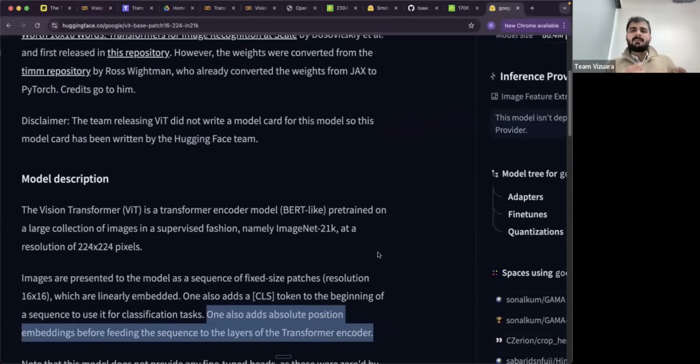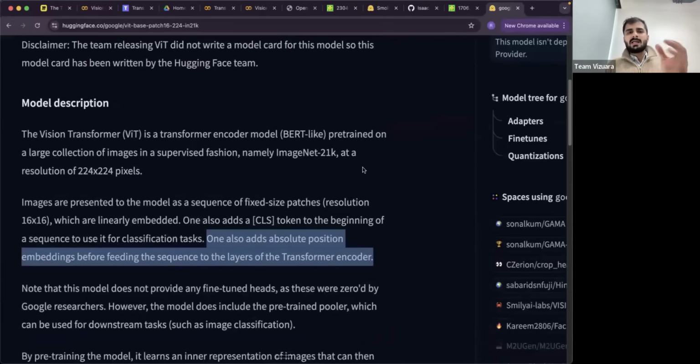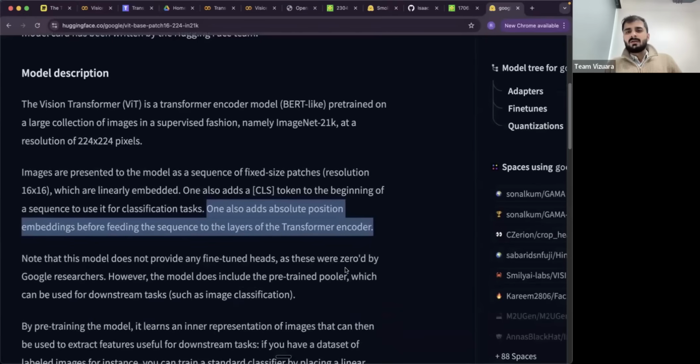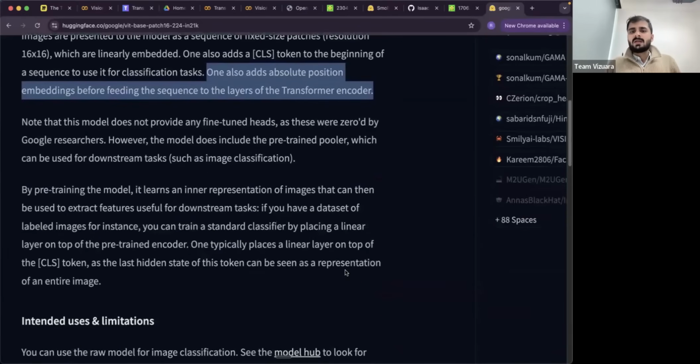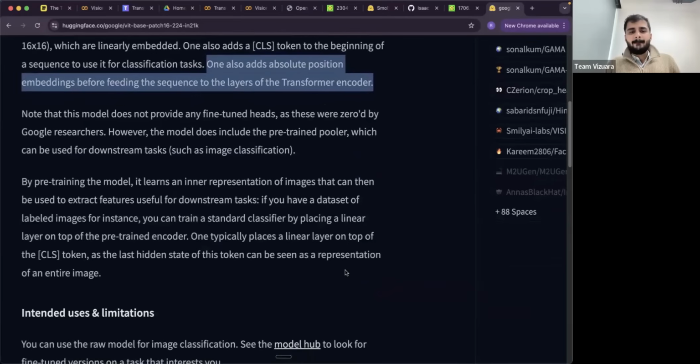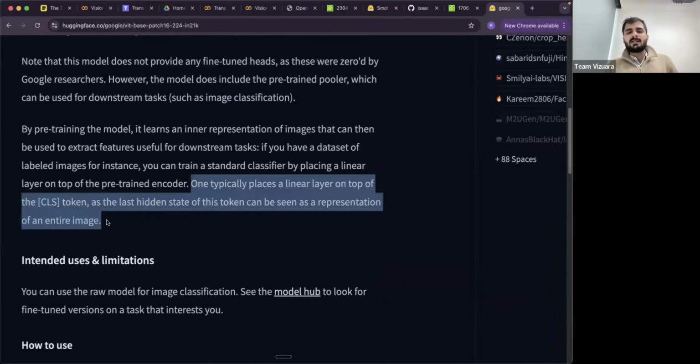So this is already a pre-trained model which has been trained on a used data set. All you need to do is replace the classification head of this with the number of classes that you have and fine-tune it for your own data set so that it learns to understand the images well. So here it says one typically places a linear layer on top of the CLS token as the last hidden state of this token can be seen as a representation of the entire image.